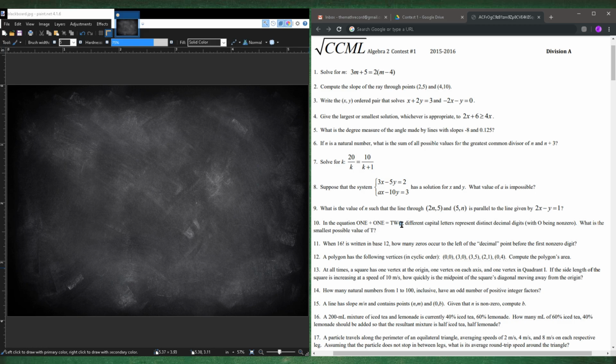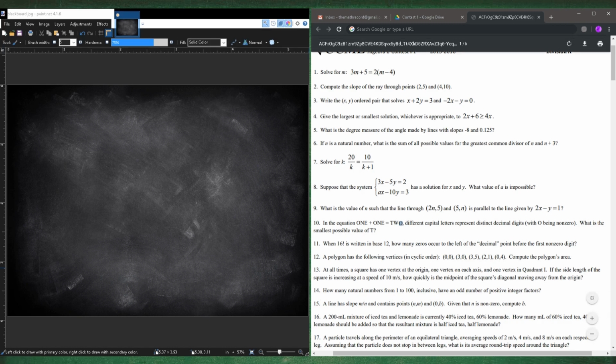Number 8. Suppose that the system 3x minus 5y is equal to 2, and ax minus 10y equals 3 has no solution for x and y. What value of a is impossible? A is impossible if the slope is exactly the same, but the number on the right is different.